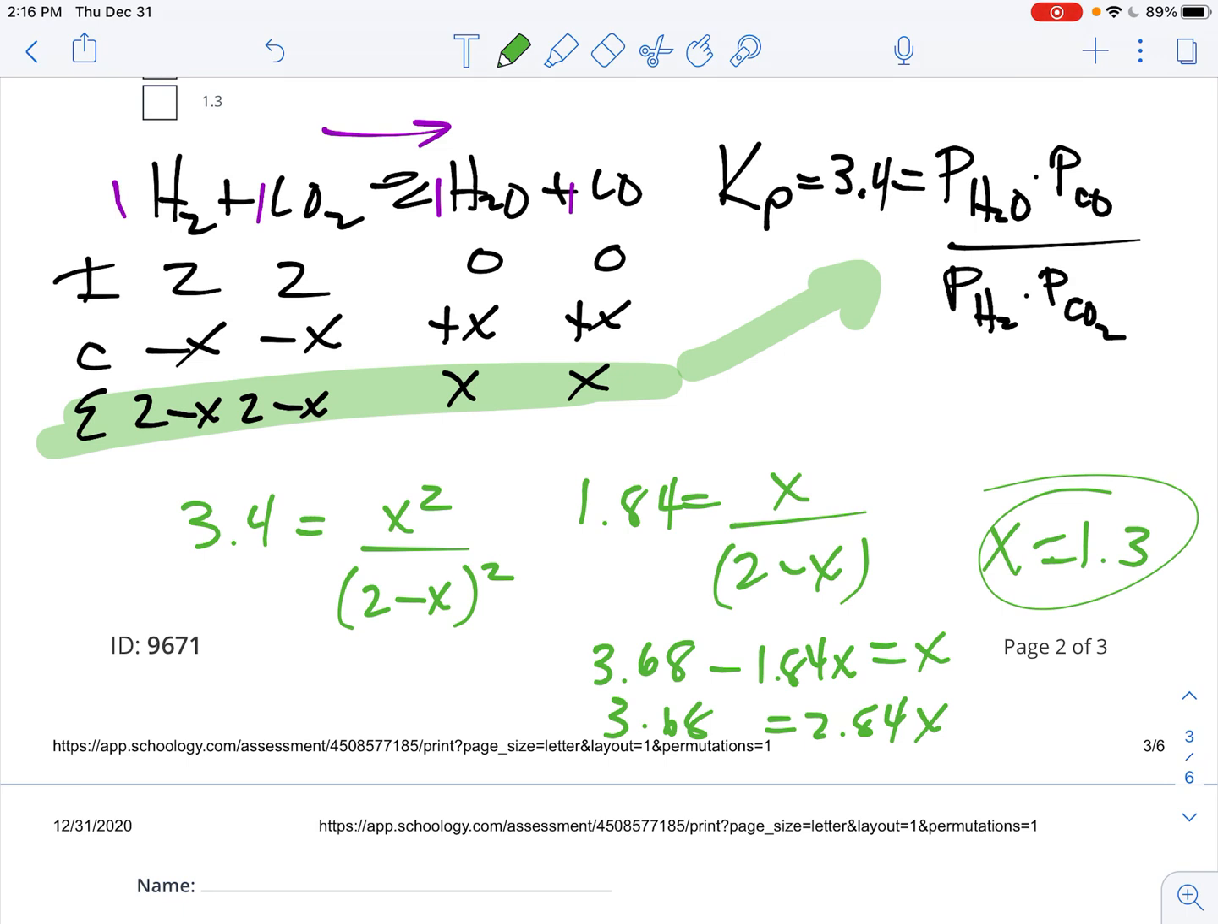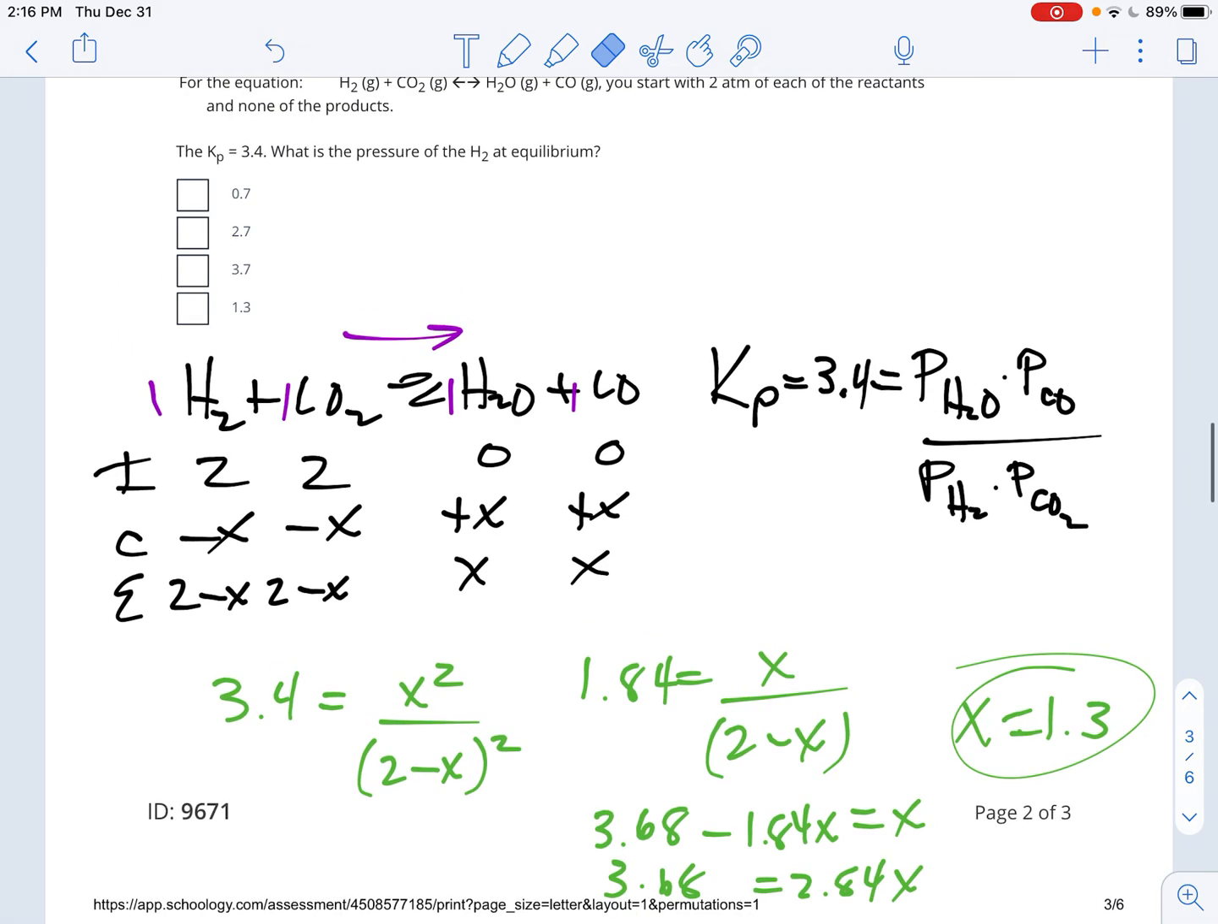Now, here's the last bit of danger. Almost always in math class, you are solving for x, and as soon as you solve for x, then that is your answer, right? No, not necessarily. X is just x. What did the question ask for? The question said, what is the pressure of the hydrogen at equilibrium? Is the pressure of hydrogen at equilibrium equal to x? No, it was 2 minus x.